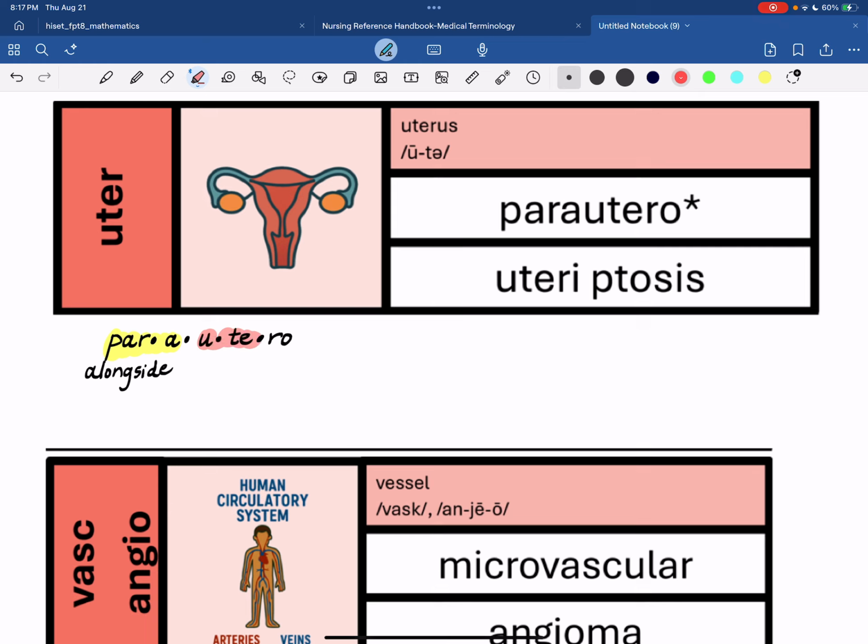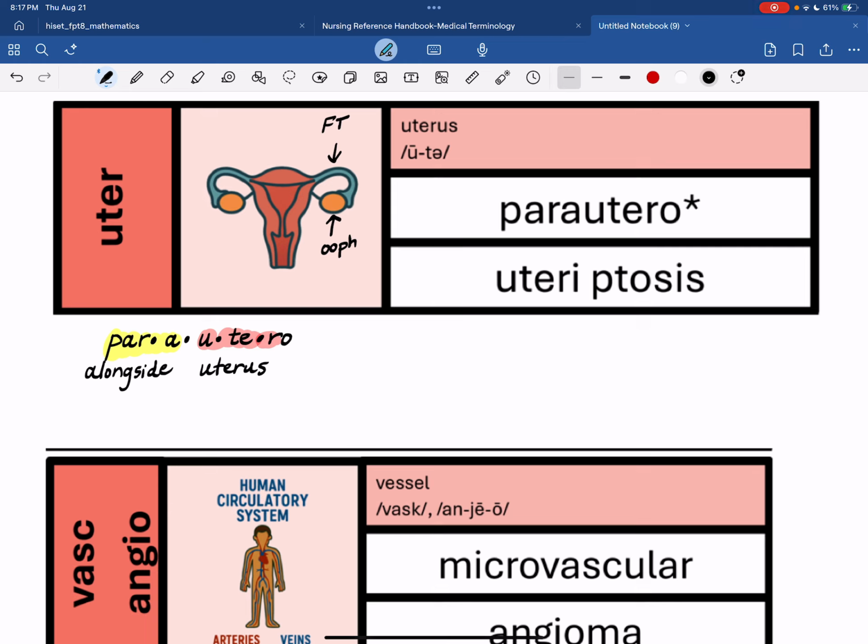Utero is, of course, uterus. So what do you see in that picture that is alongside the uterus? You see ovaries. You see fallopian tubes. So those structures are parautero. They lie in the pelvis alongside the uterus, on either side of the uterus.